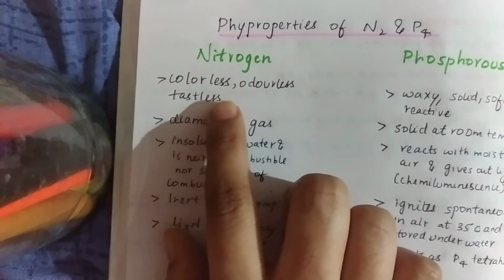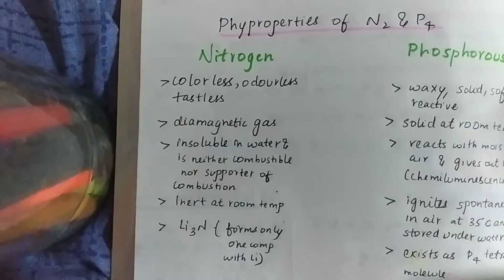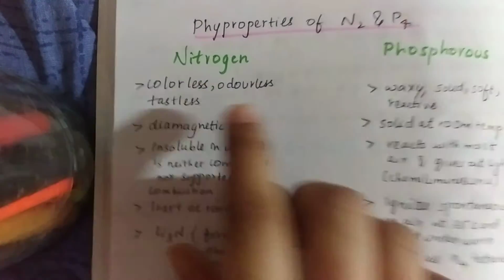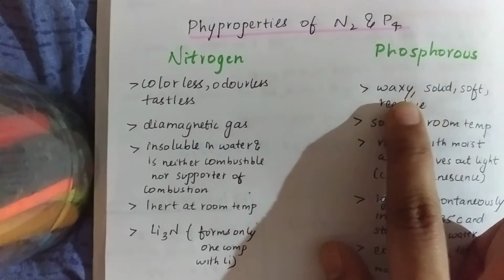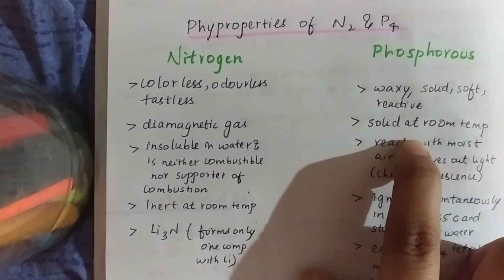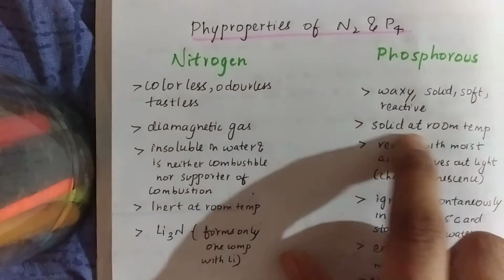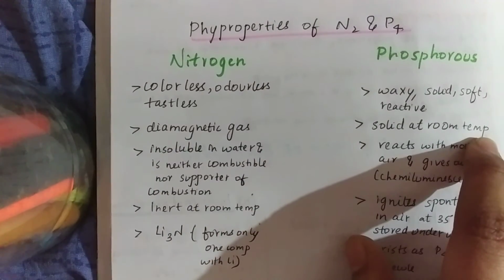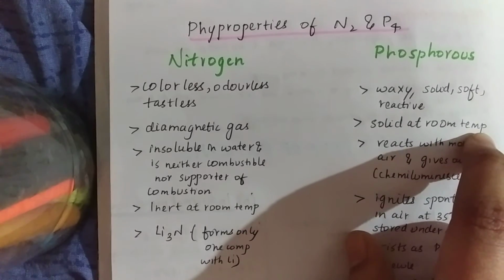So these are the physical properties of nitrogen and phosphorus. Nitrogen is a colorless, odorless and tasteless gas. Phosphorus is a waxy, soft and reactive solid at room temperature. Nitrogen is a diamagnetic gas at room temperature, while phosphorus is a solid. Earlier we discussed that all the group 15 elements are solid at room temperature.